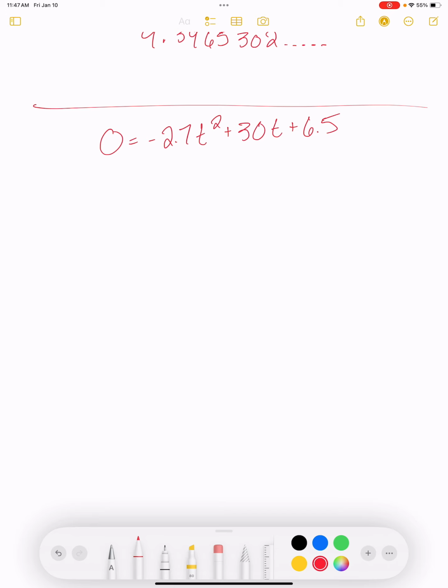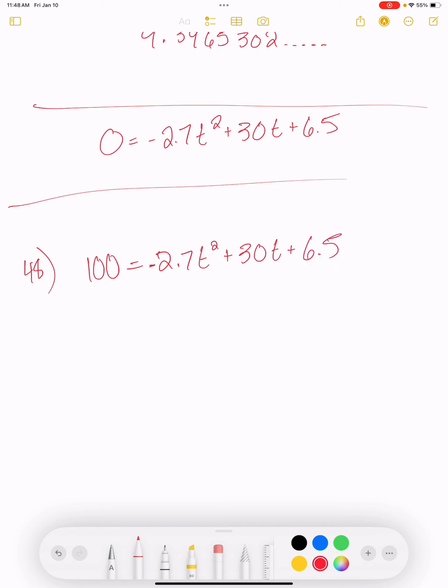Problem number 48 says, the ball in this problem will never reach a height of 100 feet. How can this be determined algebraically? So it tells us it's never going to reach 100 feet, but how could we determine this? Well, we can try to solve it. We can set it equal to 100 feet and say that's negative 2.7 t squared plus 30t plus 6.5, right? And we can try to solve it.